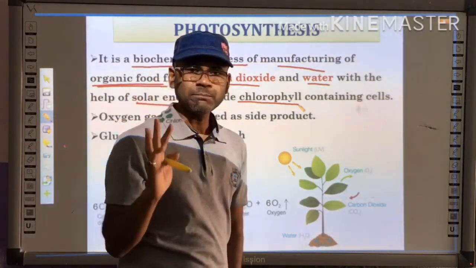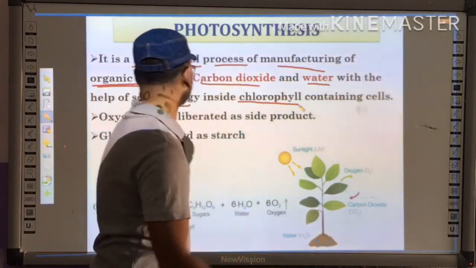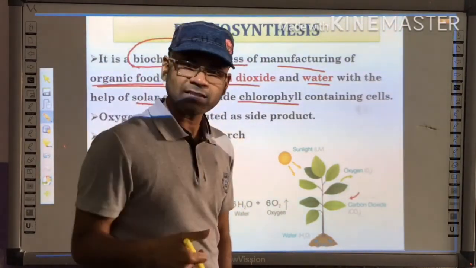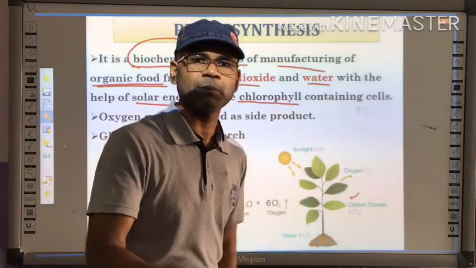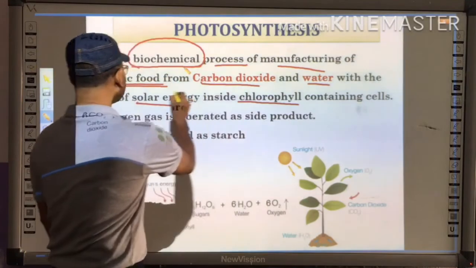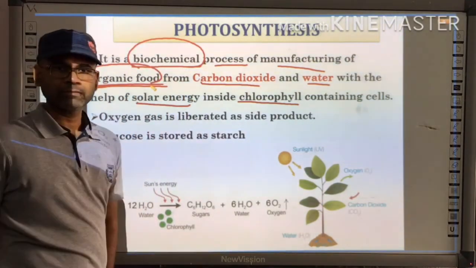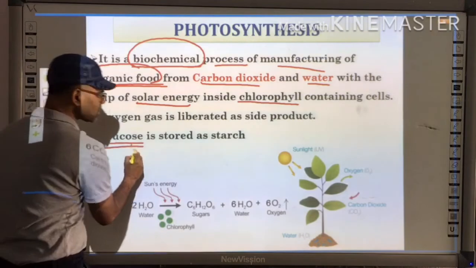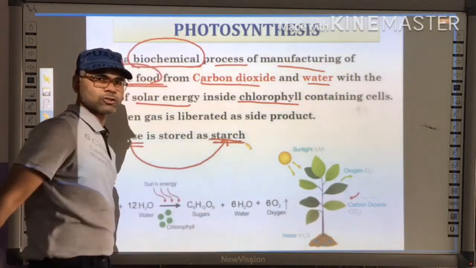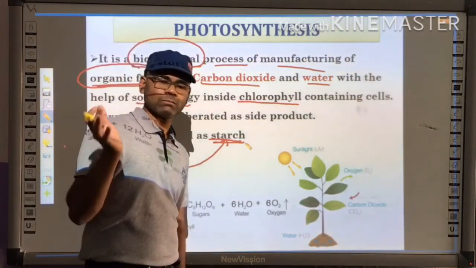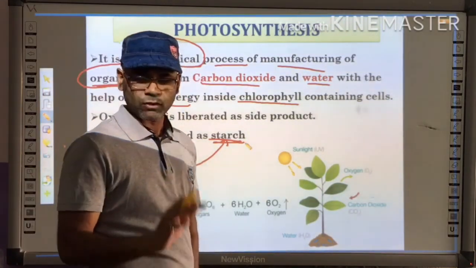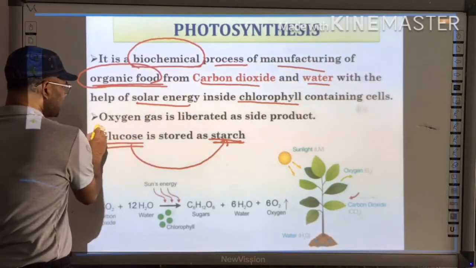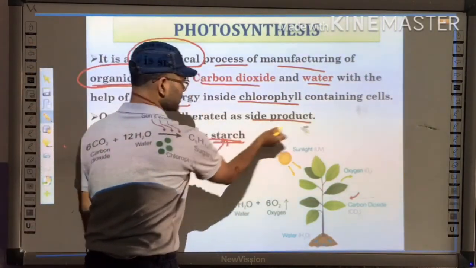So here the key important points in this definition are: it is a biochemical process. It is a huge process. In today's session we are going to focus on what type of biochemical process it is. And it is responsible for synthesis of organic food. As far as organic food for the plants is concerned, it is glucose, and this glucose is stored in the form of starch. This also I have explained in the previous topic, that in plants the stored food material is starch, and for animals the stored food material is glycogen. Very good. And it also liberates oxygen gas as a side product.